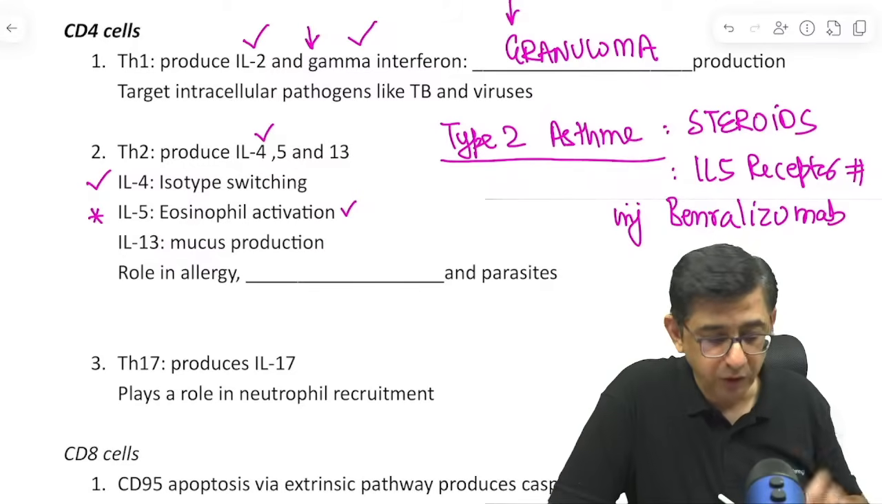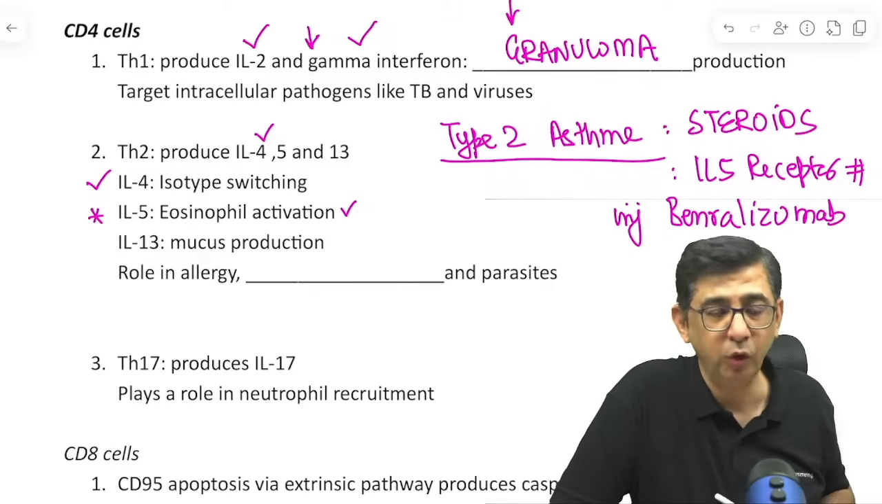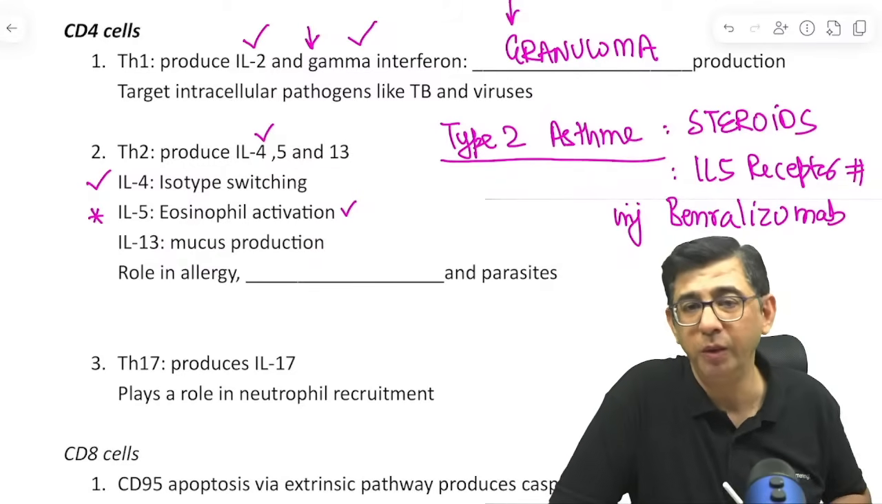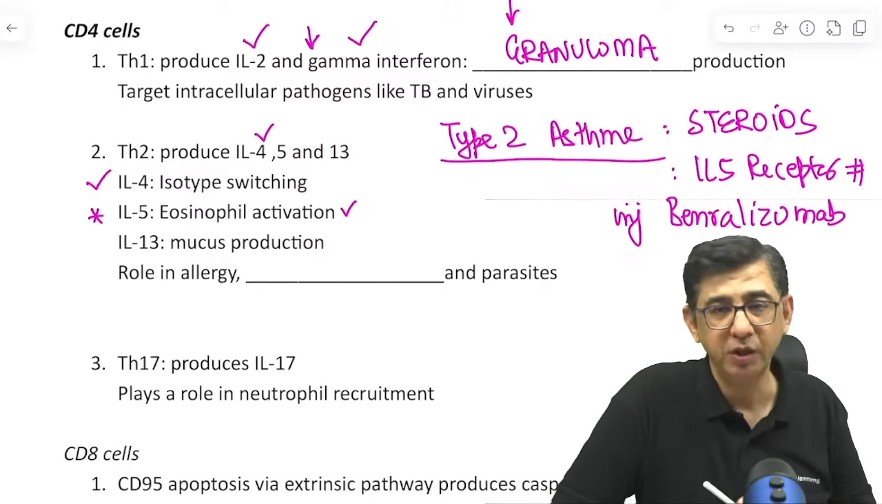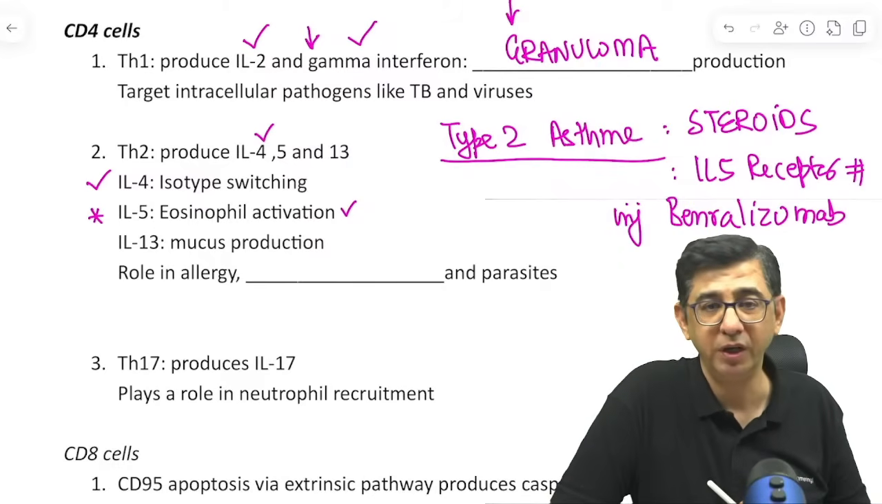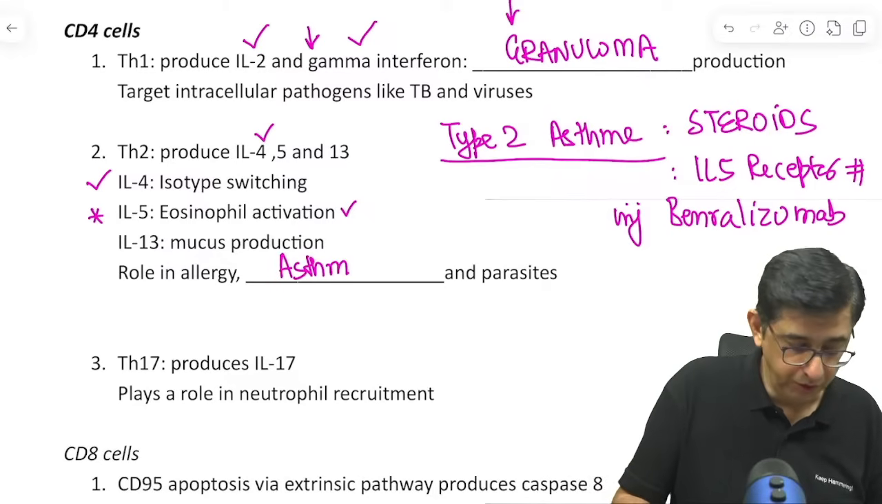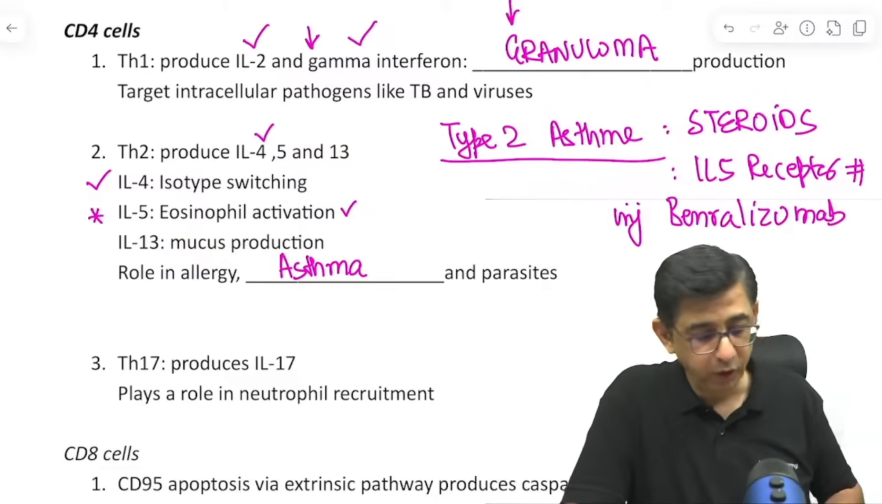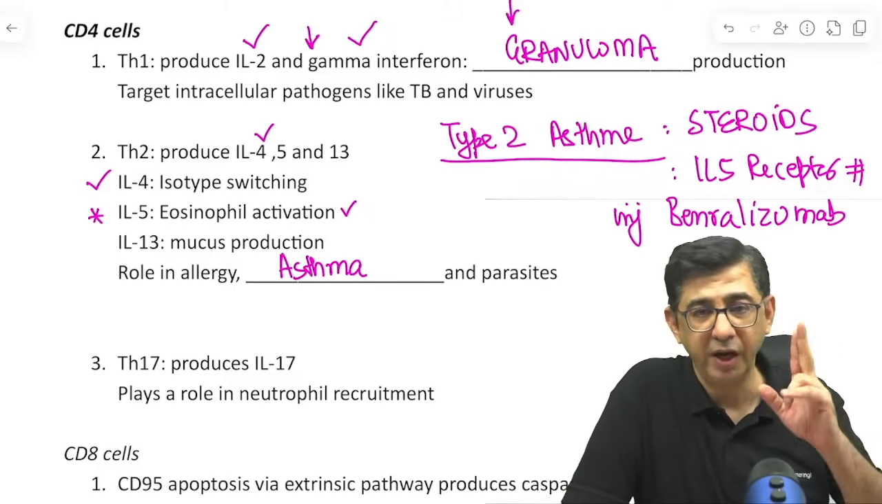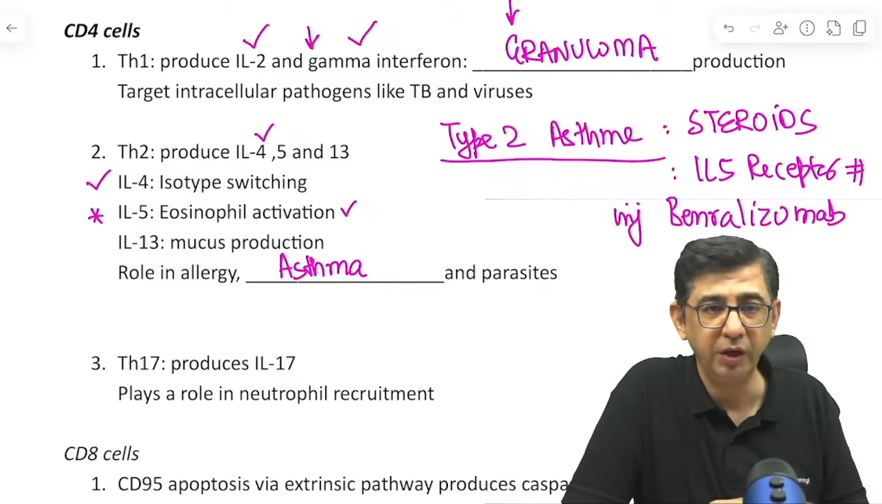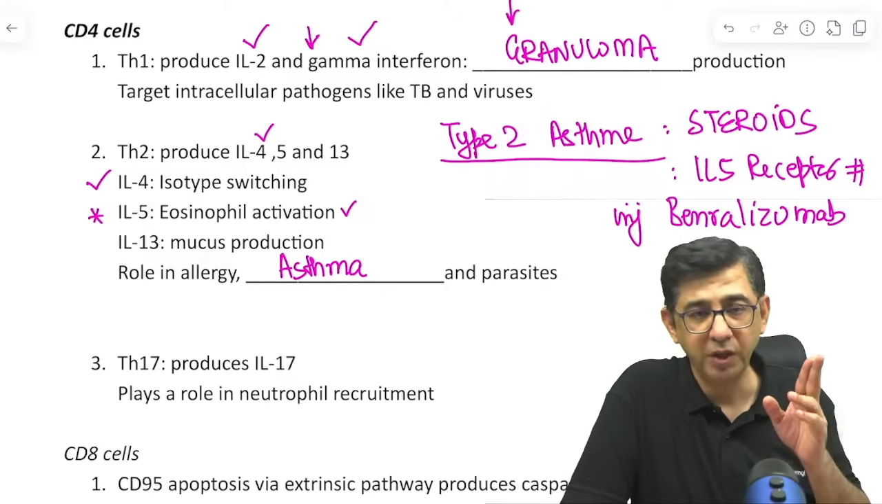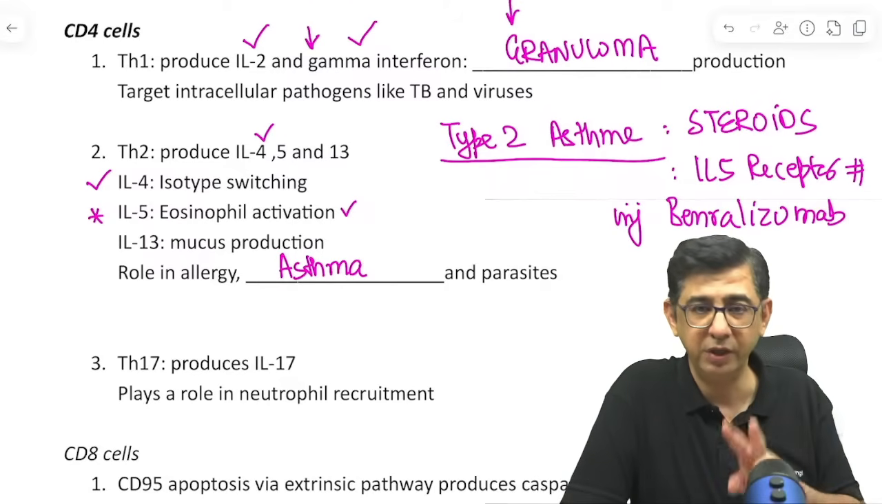And interleukin 13 plays a role with mucus production. So we have drugs like dupilumab. Do read up the biologicals for asthma because they love to ask about it in the exam. Therefore interleukin 4, interleukin 5 and interleukin 13 will all have a role. Dupilumab acts on interleukin 4 as well as interleukin 13. So TH2 produces IL4, IL5 and IL13.